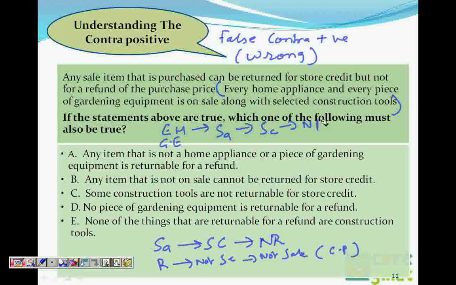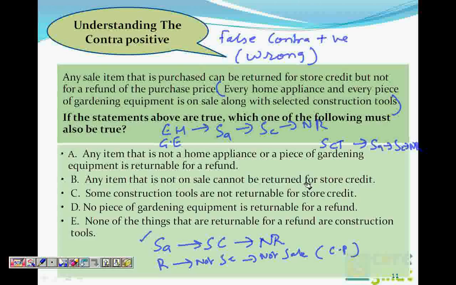And it is NR because that's what the statement is. Right. The third statement here says is on sale along with the selected construction tools. So that means some construction tools are on sale. Some construction tools are on sale, so therefore they are not store credit and are not refunded. Very good.